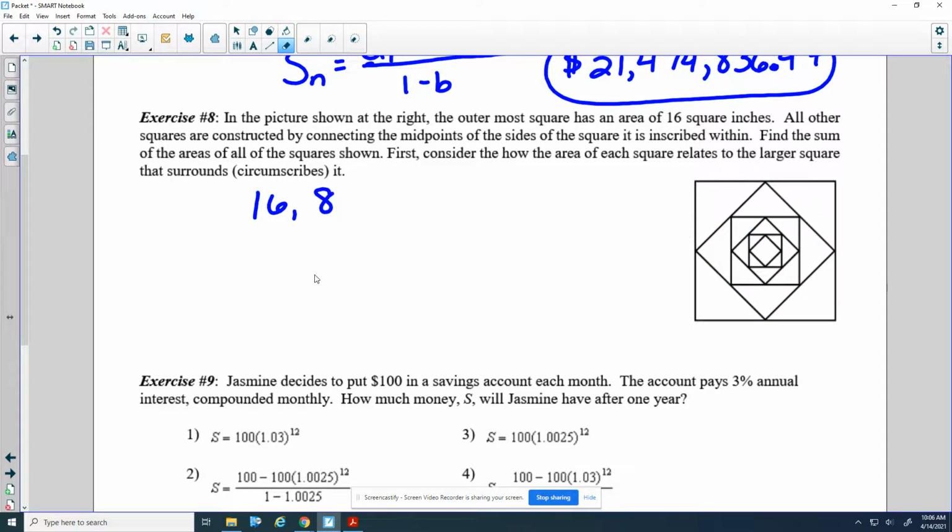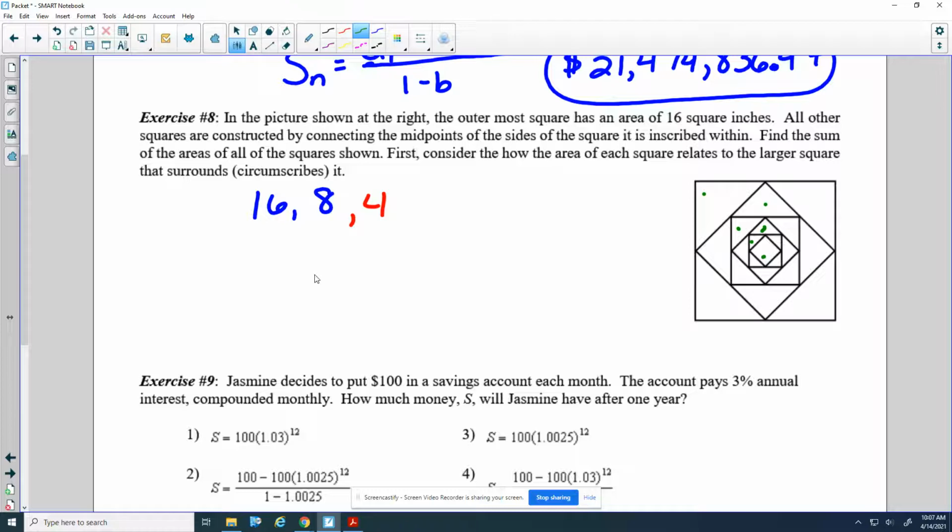And the area of the third square, so this is the second square, right? That's 8. The area of the third square, because we're once again folding in the corners here, is 4, and so on. First off, the problem doesn't tell me how many squares I have. So if we do a quick count, there are 1, 2, 3, 4, 5, 6 squares.